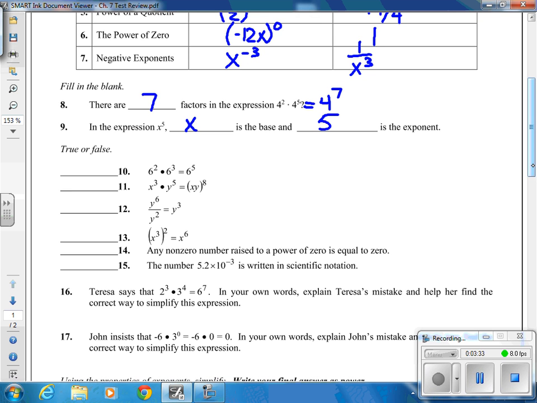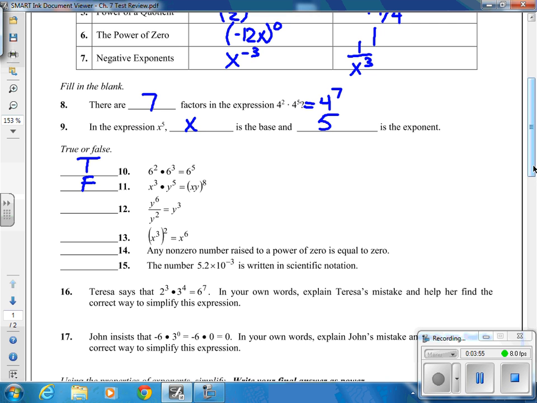So for number 10, because they have the same base and it is a multiplication problem, we technically should be able to add them, and that's what they did. So 2 plus 3 is 5, so this is a true statement. For number 11, x cubed times y to the 5th does not make xy to the 8th. Because the bases are different, we cannot combine them together, so this is a false statement.